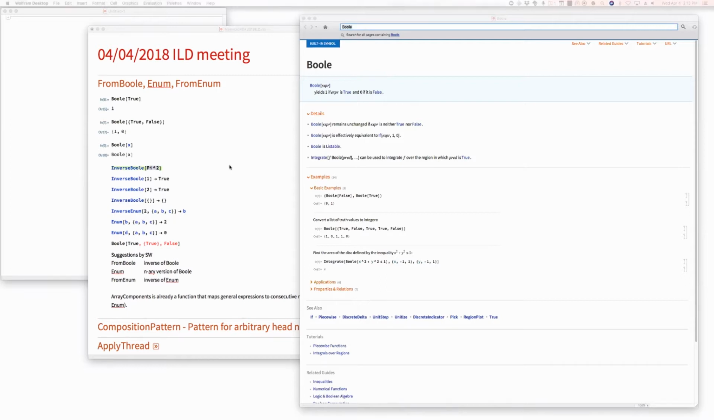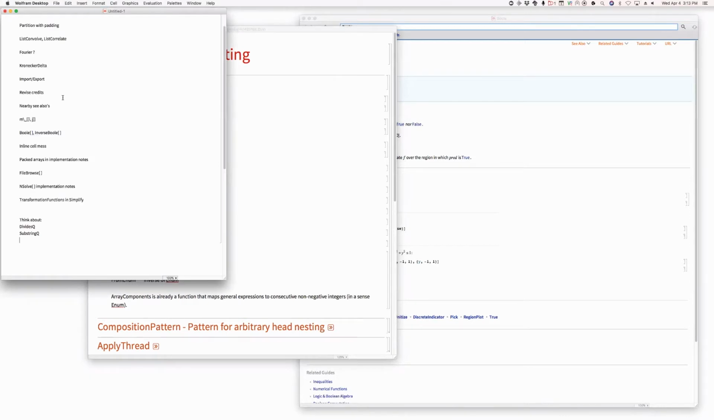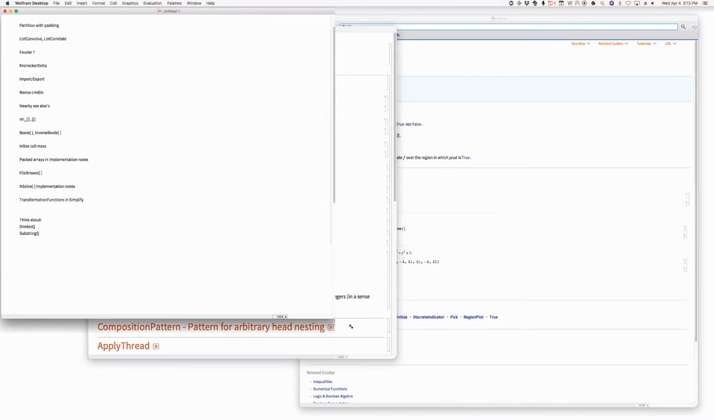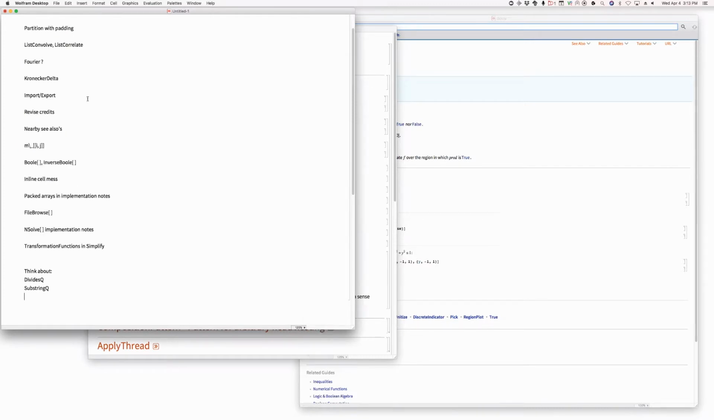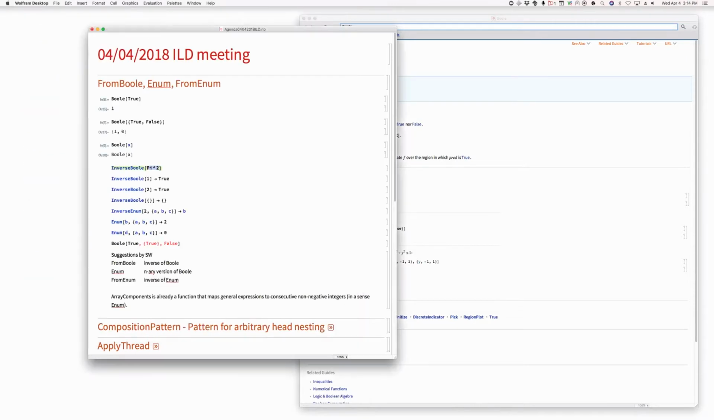This was our, just to entertain ourselves, I suppose, this was our to-do list in 1997. Which of these have we now done? We have done list convolve. We've done that. Interesting, we've got divides Q and we've got substring Q. So the only one from 1997 that we don't have is inverse bool. Let me just see whether there's any further discussion that was of interest subsequent to that.